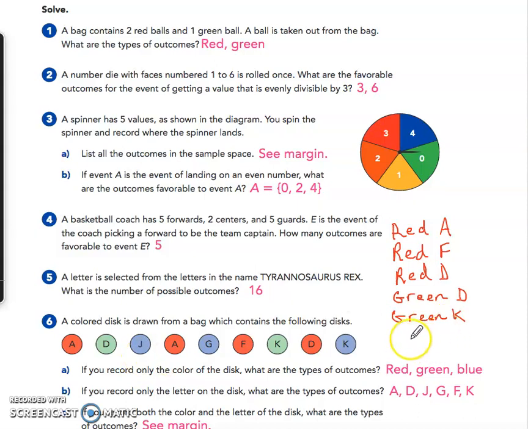I can have a blue J. I can have a blue G. Or I can have a blue K. Okay, so those are the types of outcomes that I can have.